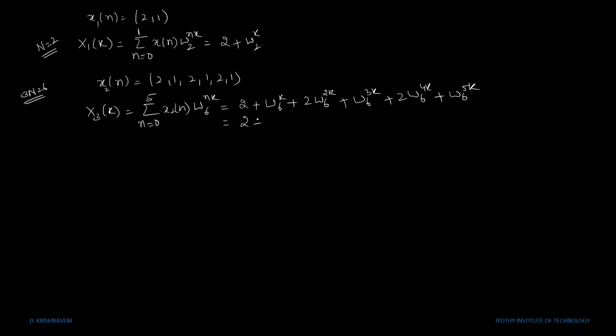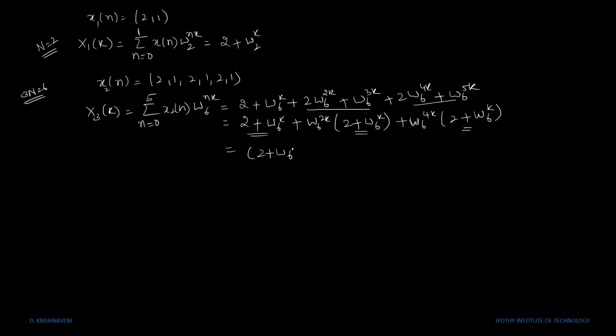So here 2 plus W_6 to the power of k plus, here from these two I will take W_6 to the power of 2k common, so I'll get 2 plus W_6 to the power of k. Similarly, from these two I'll take W_6 to the power of 4k common, so I'll get 2 plus W_6 to the power of k. So in all these cases 2 plus W_6 to the power of k I'll take common, and we will get 1 plus W_6 to the power of 2k plus W_6 to the power of 4k.